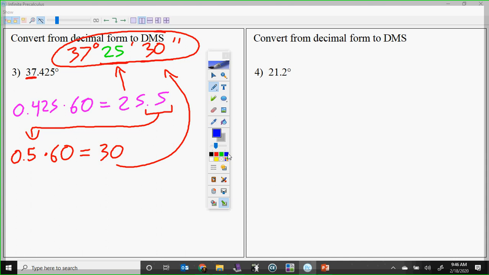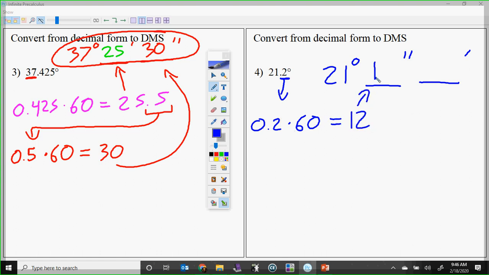Okay, so you should have taken the 21 and said, okay, well, my answer is going to be 21 degrees, and then some kind of minutes, and then maybe some kind of seconds. We only got 0.2, so we're probably not going to have seconds on this one. So we're going to take that 0.2 and say 0.2 times 60. Well, 0.2 times 60 is 12. That goes here. And there is no decimal, it's just 12. So my answer is 21 degrees, 12 minutes.